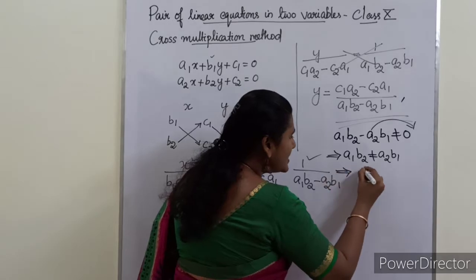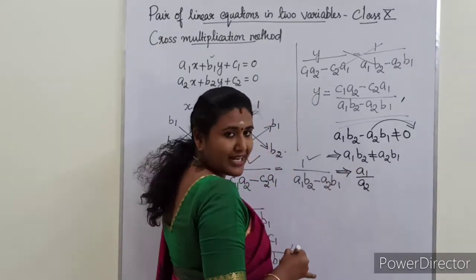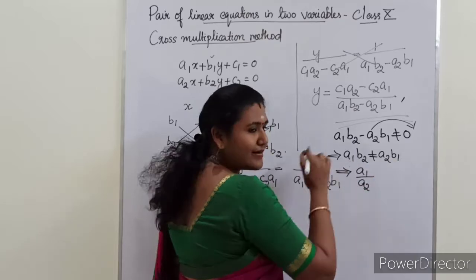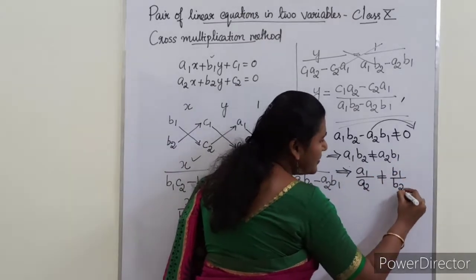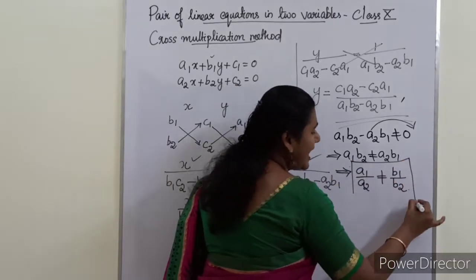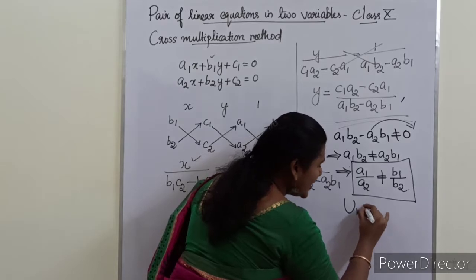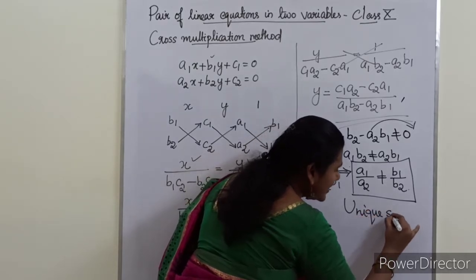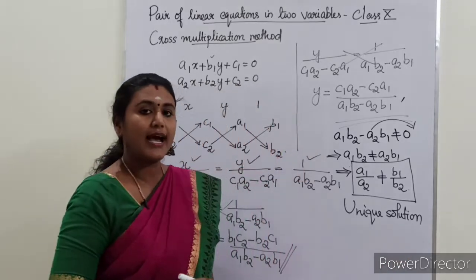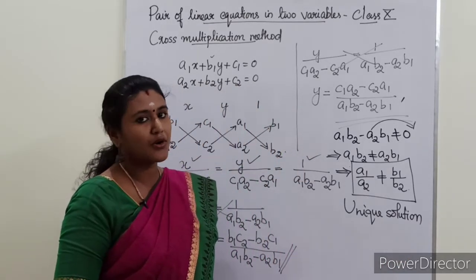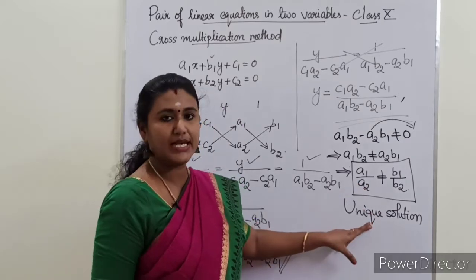So again from this we will write A1 by A2. This A2 we will bring to the left side and this B2 to the right side. So we will get A1 by A2 not equal to B1 by B2. Actually, we have learned this is the condition for a unique solution. We have already learned the conditions for unique solution, infinitely many solutions and no solution in terms of the coefficients of the equation.